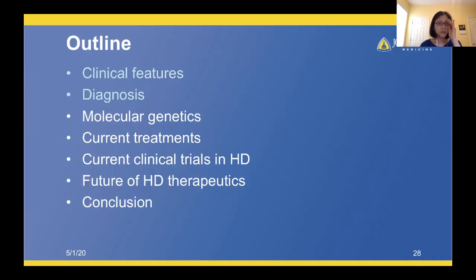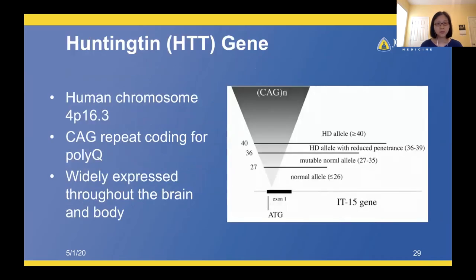So that was clinical features and diagnosis. And next, I'm going to review some molecular genetics. So the Huntington gene, or the HTT gene, is located on the human chromosome 4, on the short arm of 4. And it contains the CAG repeat coding for polyglutamine. And the CAG expansion mutation is located in exon 1.